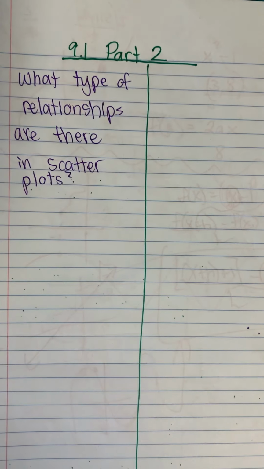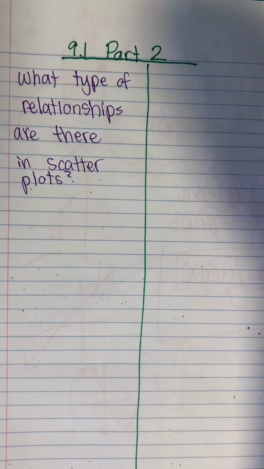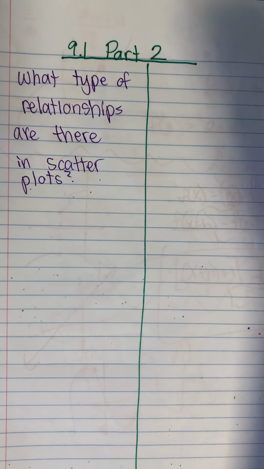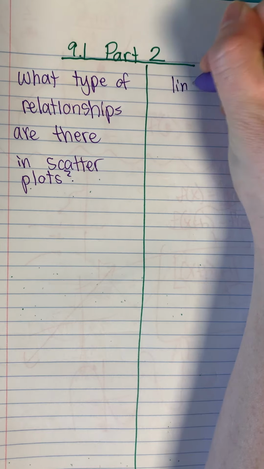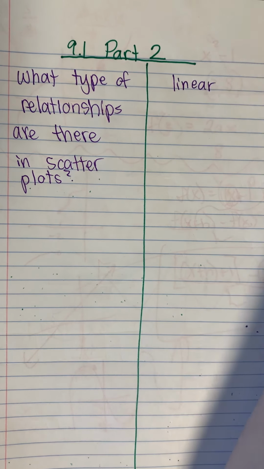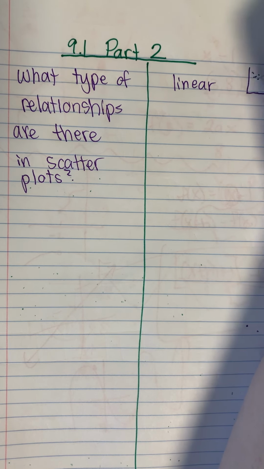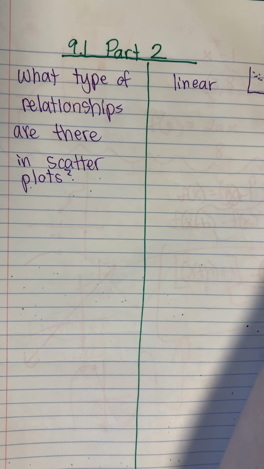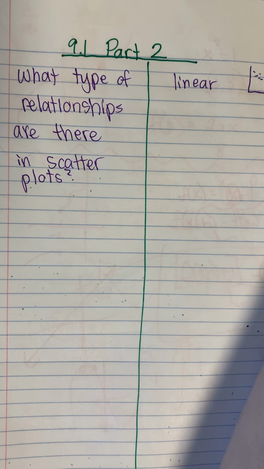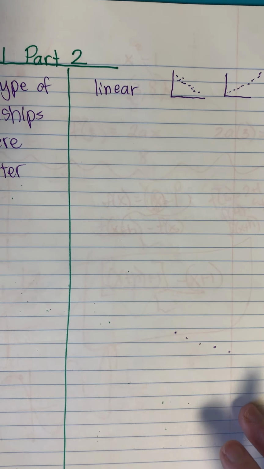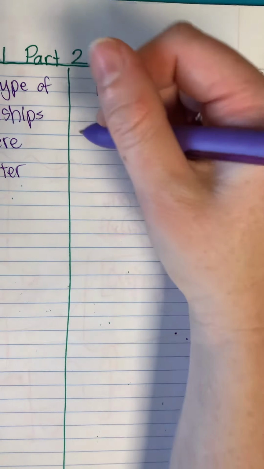So we've already talked a little bit about it. We know there is a linear relationship, right? We have linear, which means we could have a graph that looks like this, like it's going down, or it might look like this, where it's going up. That would be linear. Then we've got nonlinear graphs.